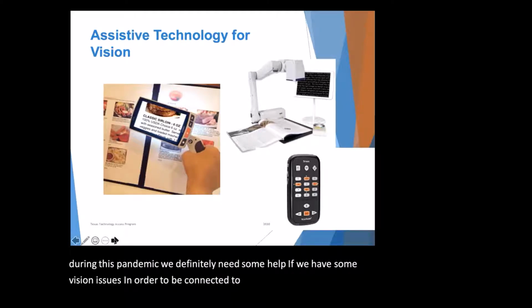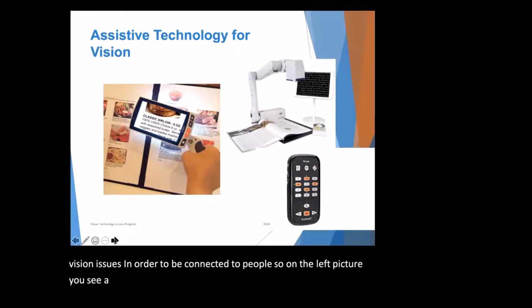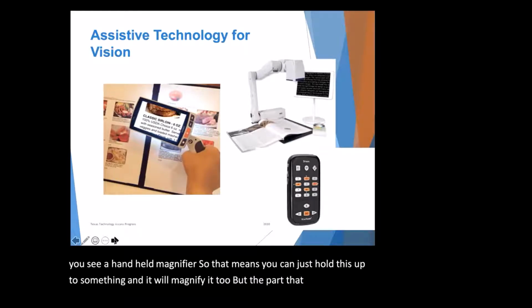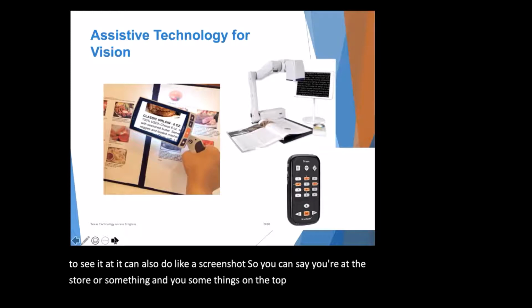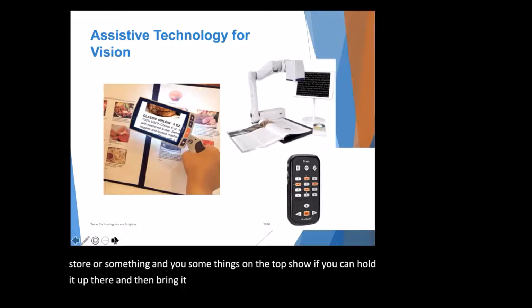So on the left picture, you see a handheld magnifier. That means you can just hold this up to something and it will magnify it to the point that you are able to see it. It can also take a screenshot. Say you're at the store and something's on the top shelf, you can hold it up there and then bring it down for yourself to be able to read it.